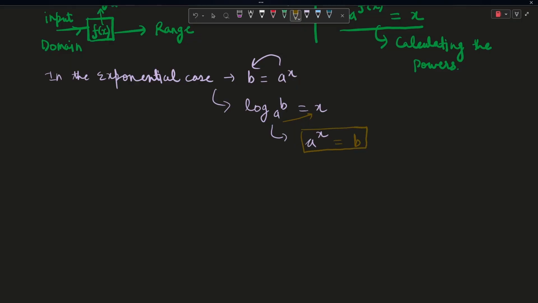So logarithmic and exponential functions are inverse of each other, right? Both functions are inverse of each other. They are not reflections of each other, they are just inverses of each other. There is a very big difference between the reflections of functions and the inverse of functions. I think you might have got a glimpse of it.